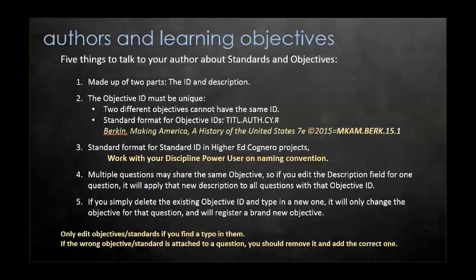Authors and learning objectives: 5 things to talk to your author about standards and objectives. They're made up of 2 parts: the ID and the description. The objective ID must be unique, as we said before. Two different learning objectives cannot have the same ID. The standard format would be the first 4 of the title, first 4 of the author, copyright year, and number. As you can see, we have an example for Berkin, Making America: A History of the United States, 7th edition, 2015. And it condenses down to that little equation over here to the right.